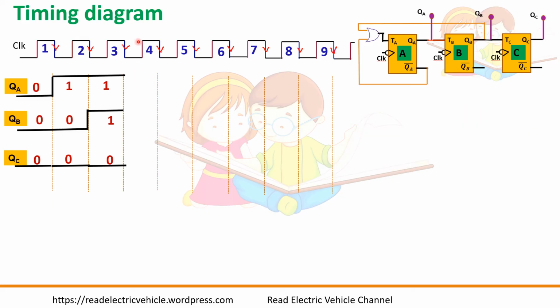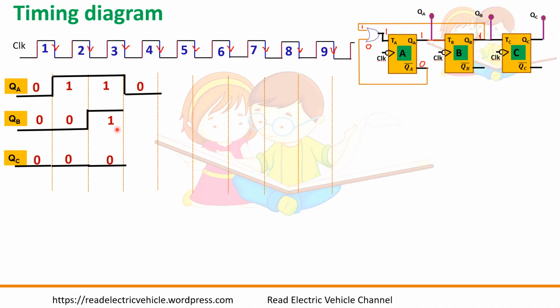Now the next cycle we have to check. Here QA is 1, so QA bar will be 0. Then what is the other input for the OR gate? QB. You check QB, it is 1 previously. That is, we have to see the state before this transition, the falling edge. Before that it was 1. So 1 means the OR gate is going to give T as 1. If T is 1, the output of the flip-flop will toggle. So this has to toggle now, from 1 to 0.